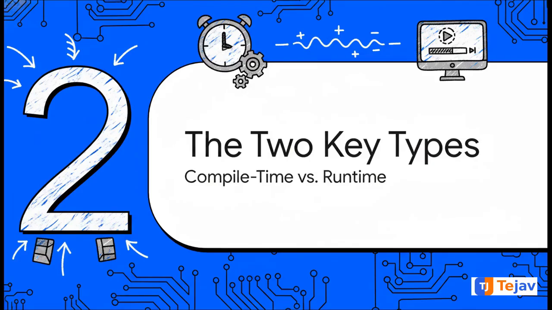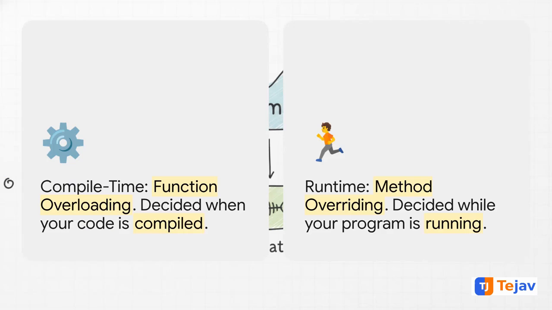Now that you've got the main idea down, we need to get a little more specific. Polymorphism really comes in two main flavors, and you've got to know the difference. We've got compile time and runtime. So what's the deal with these two? Well, on one side, you have compile time polymorphism, which you'll often hear called function overloading. The decision on what code to run is made when the program is compiled. It's all figured out beforehand. But on the other side, you have runtime polymorphism, or method overriding. And this is where the real power is. Here, the decision happens while the program is actually running. This makes your code incredibly dynamic and flexible.